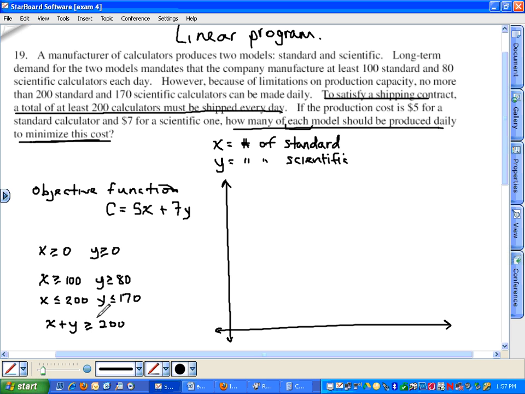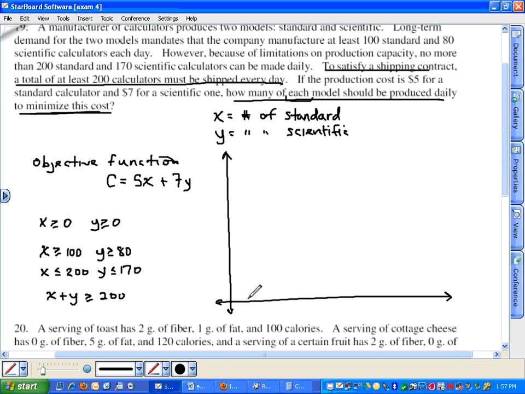Okay, so we have our linear inequalities here. We're going to graph each of these to find our feasible region. Now I'm going to label my axes by 20s. 20, 40, 60, 80, 100 is right here. This is 200, 100, and that's 200.